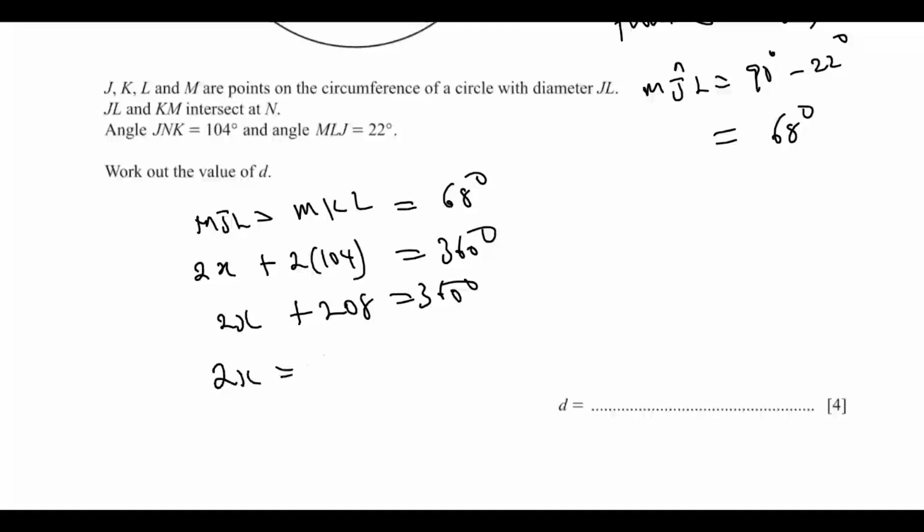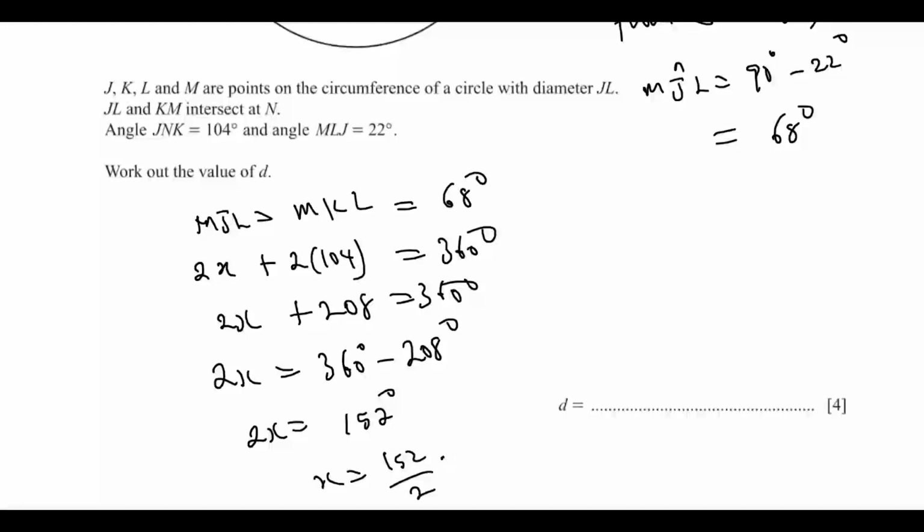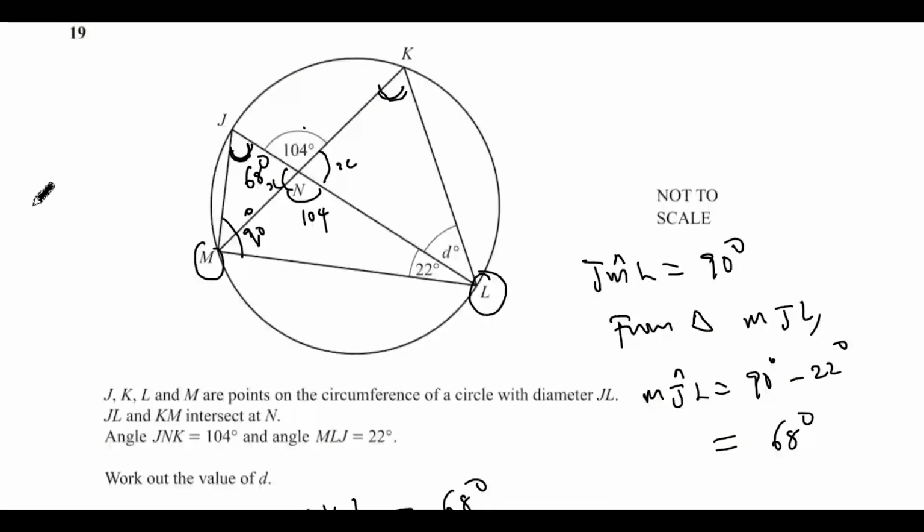Then 2x will be equal to 360 degrees minus 208 degrees. Then 2x will be equal to 152 degrees, and x will be equal to 152 divided by 2. So that will be 76 degrees. Okay, so if you go back to the diagram, that means this will be 76 degrees. So this will be 76 degrees too.